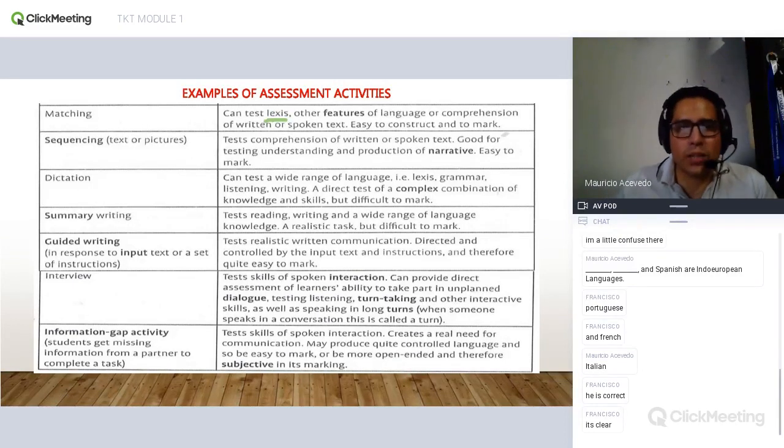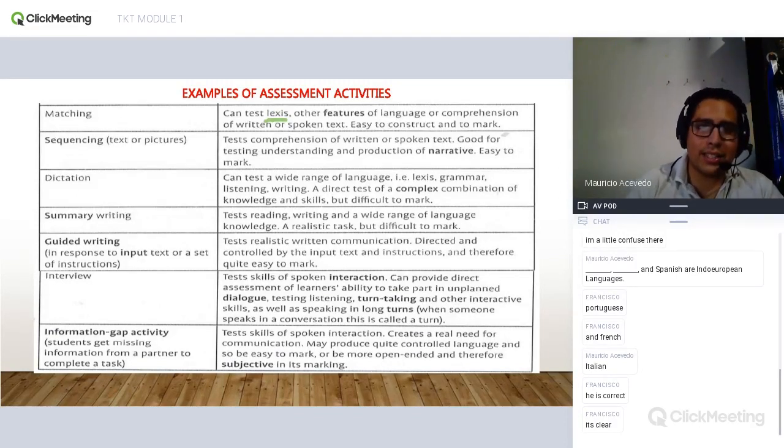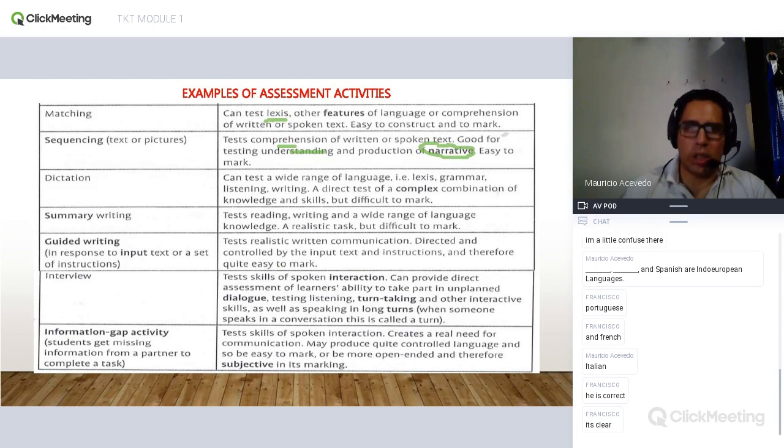So with sequencing, you can test comprehension of written or spoken text, it is good for testing understanding and production of narrative, and easy to mark. It is very easy, and you can test the comprehension and the understanding. And as it is here, it is for narrative stuff. That means for fairy tales, short stories, etc.